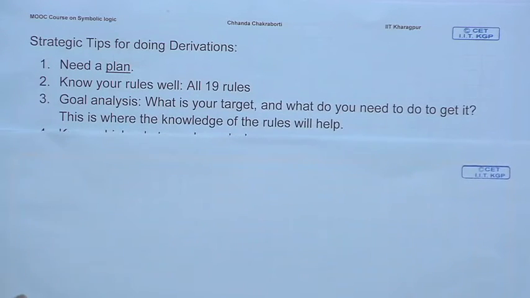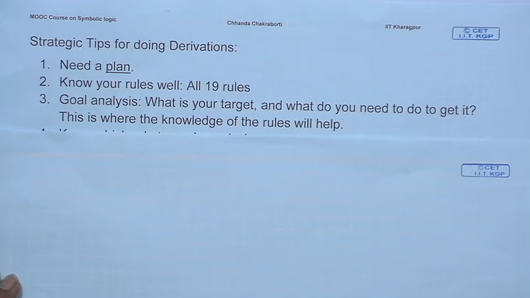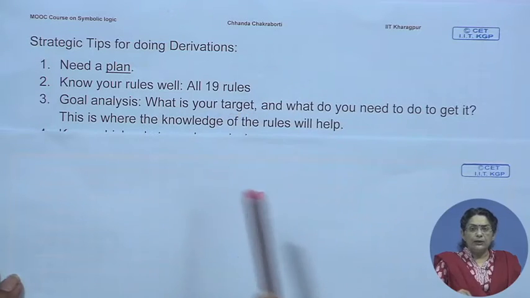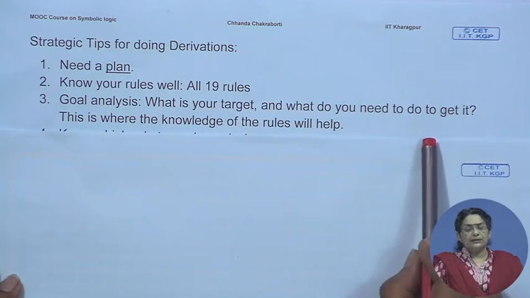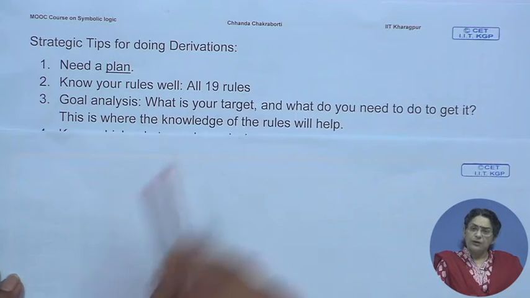Now, the other thing is that when you are making a plan, the rules will give you the leverage, the strategic advantage, but what is also needed is some sort of goal analysis. So, ask yourself, what is it that you want? What do you want to derive? And in order to get that, what else do you need to get in the proof? So, you know that this is my ultimate goal, but before that I have to meet some sub goals, otherwise I cannot reach my target.